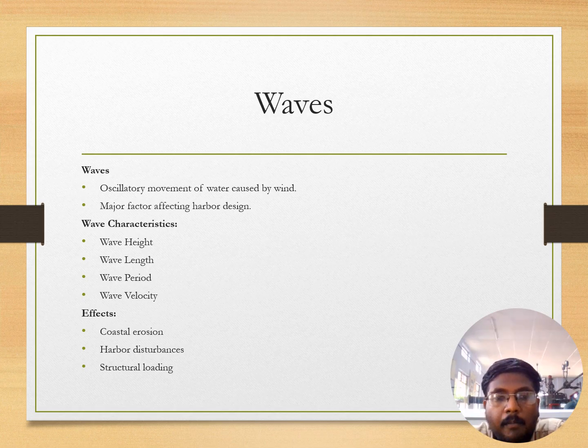Next, we see about wave characteristics. There are four different wave characteristics. They are wave height, wave length, wave period, and wave velocity. Mainly, waves can affect coastal erosion as well as structural loading.